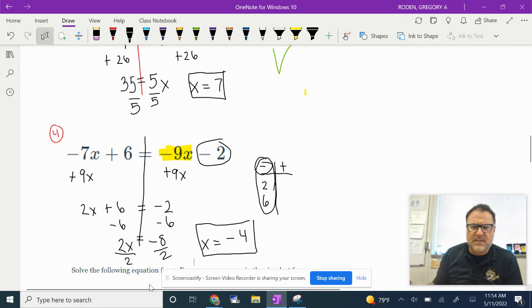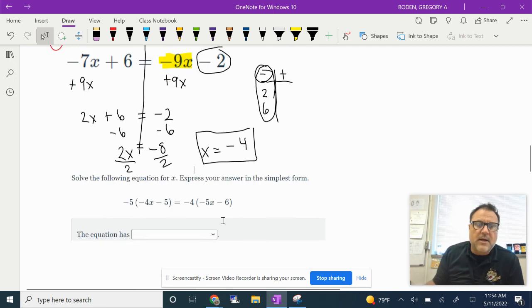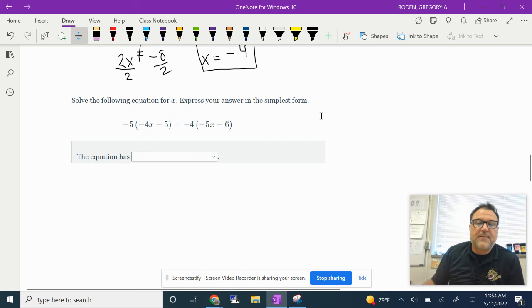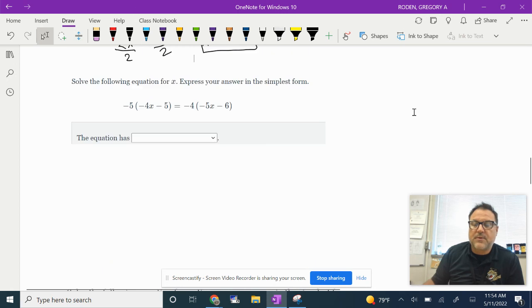Hopefully I'm not making any mistakes on these. That would be terrible. All right, next problem. Now, I copied this from Delta Math. These look a little different. So what's going to happen, and this is number 5, so this is kind of on the back of your work right now.